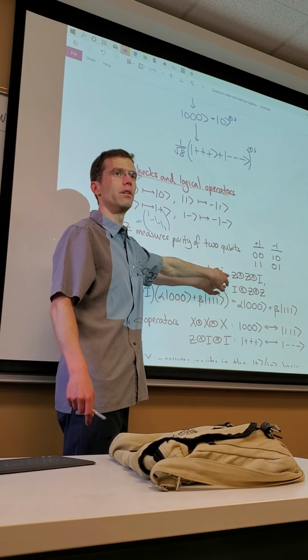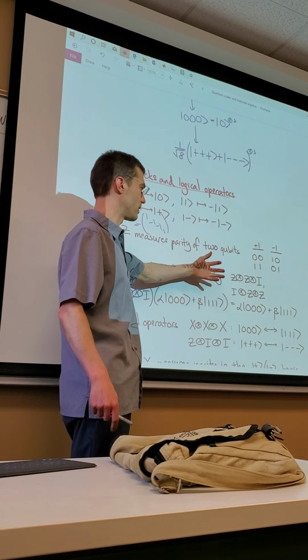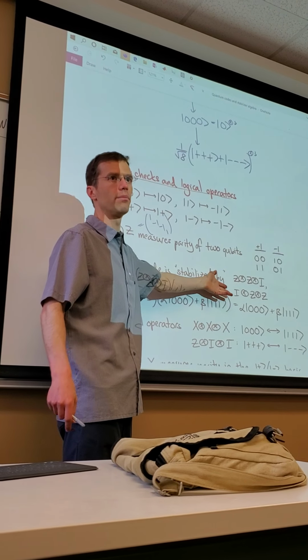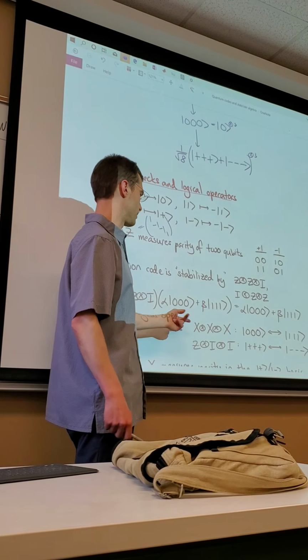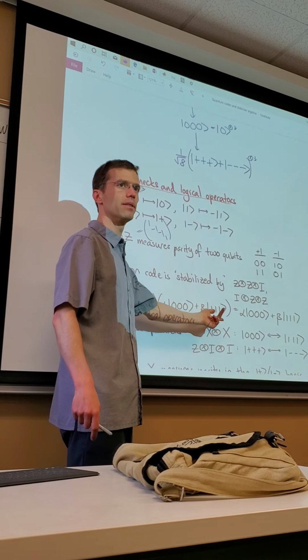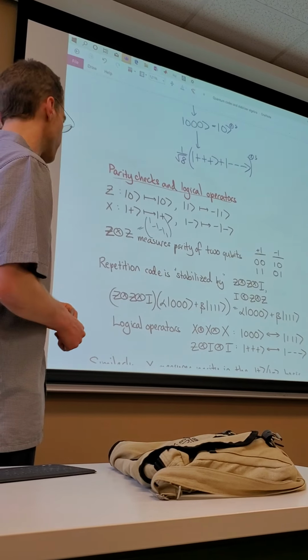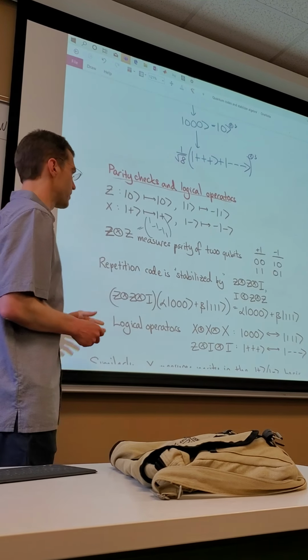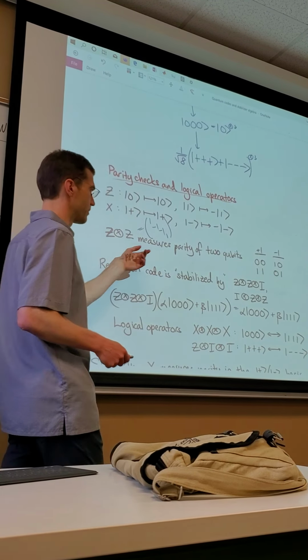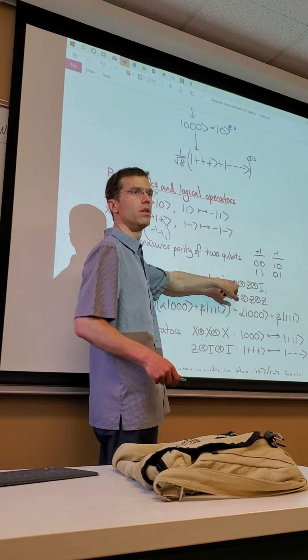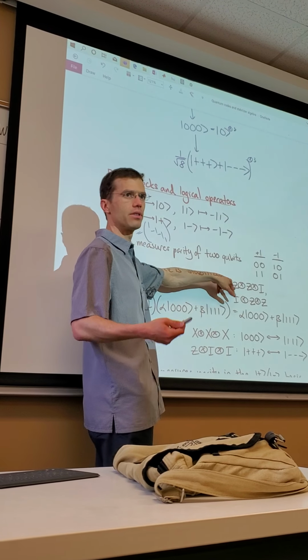And so therefore, any code word alpha 0, 0, 0 plus beta 1, 1, 1 is stabilized by both of these operators. And furthermore, these operators define a 2-dimensional space, because there are 2 commuting Pauli operators. And the 2-dimensional space is exactly the span of these 2 basis states. And so instead of talking about the repetition code, we'll talk about the stabilizer code, stabilized by these 2 parity checks or stabilizers.